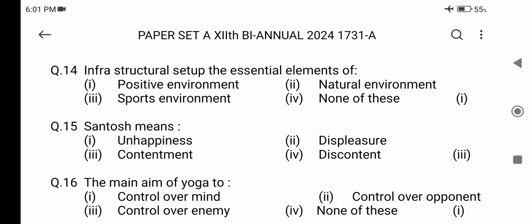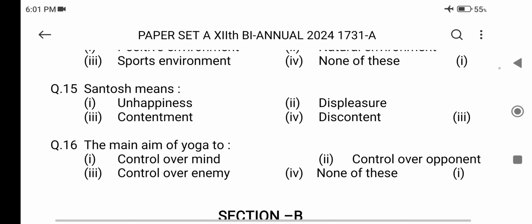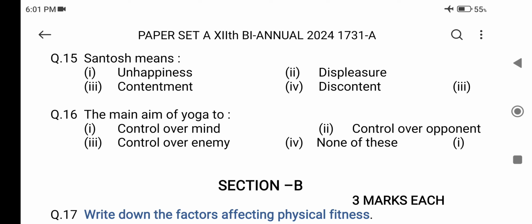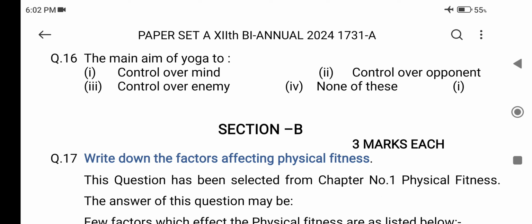Question number 15. Santosh means: option first unhappiness, second displeasure, third contentment, fourth discontent. Answer is option third, contentment.